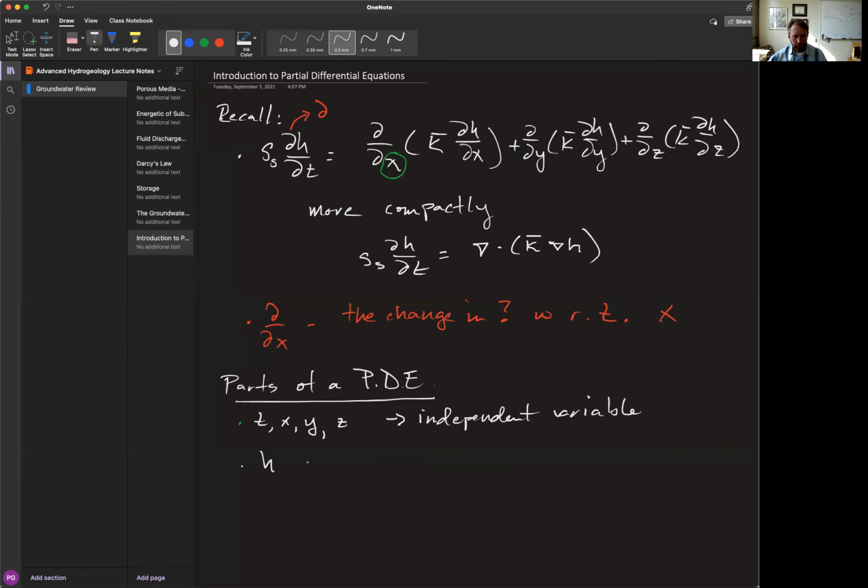H here is my dependent variable. This is the groundwater head, and it very much depends upon where I am in space and time. So H is my dependent variable.